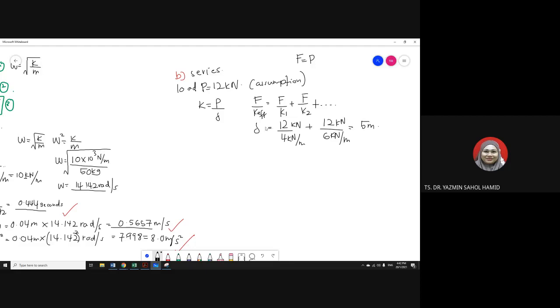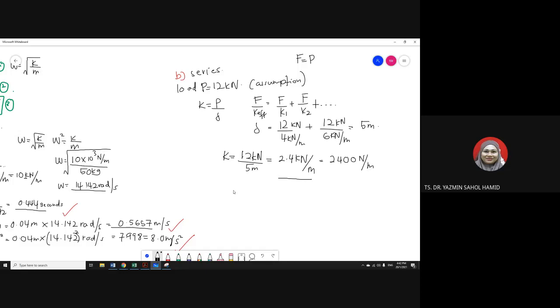Okay, so for K in a case like this, our P is 12 kilonewton and our displacement is 5 meters. So our final K is 12 divided by 5, which is 2.4 kilonewton per meter. So this is your final K for in series. It's a bit different from in parallel. So this 2.4 is 2400, because we want the unit in Newton per meter.